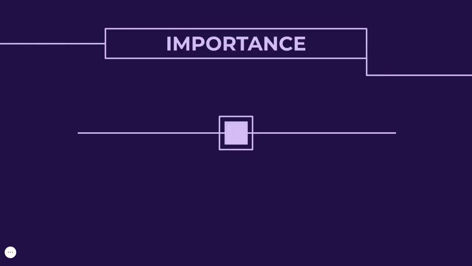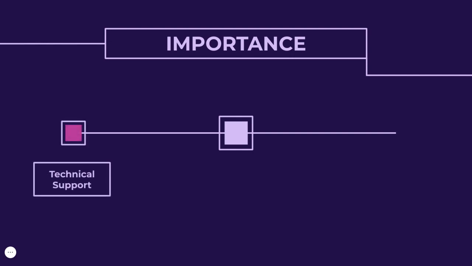Now that we know what computer networking is, let's dive deeper into its importance. Computer networking has five major advantages. First, it facilitates technical support. Because of computer networking, a person sitting halfway across the world can provide technical support to someone else. Second, it allows for simpler sharing of data.